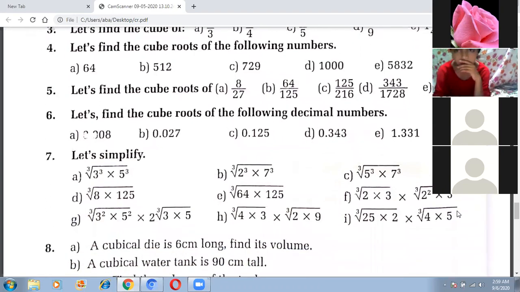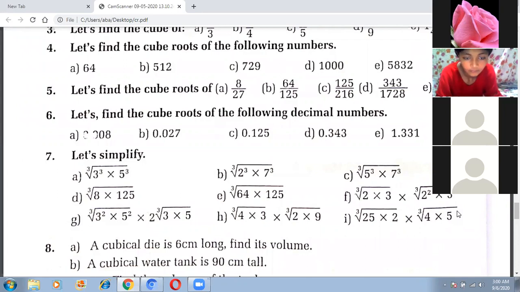Question number 7 also, A, B, C are very easy. Yes. In question A, you can just cancel the cube and cube root. The cube root and cube cancel, and the remaining number is 3 into 5. 3 into 5 equals 15. Only 2 steps. Now question number D, look here. Question D is the cube root of 8 into 125. Sorry, wait, 8 into 125. Sorry.